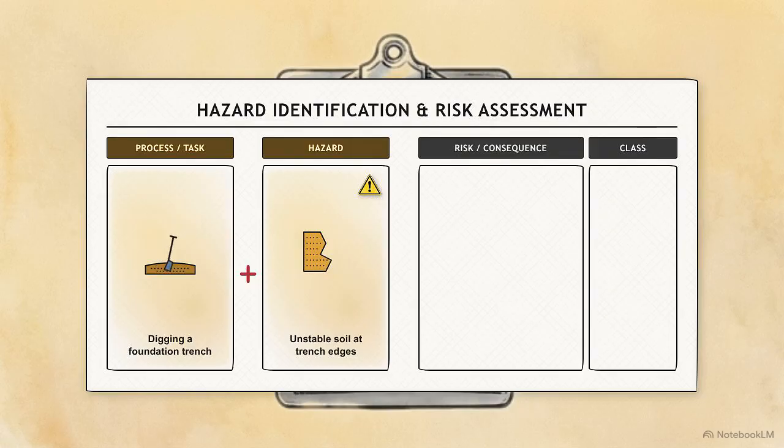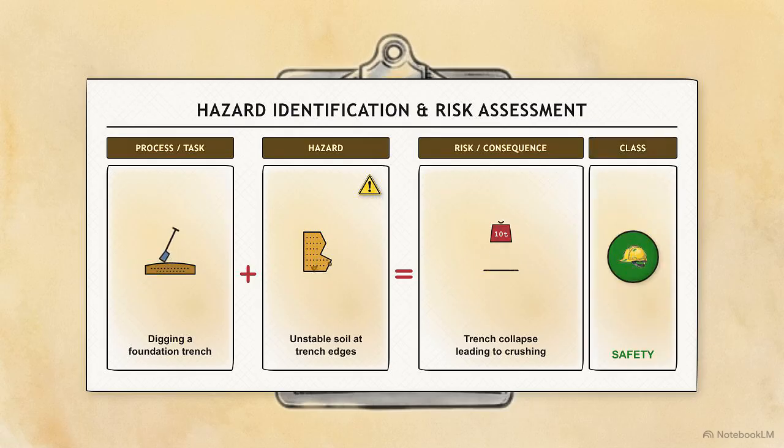Step 2 identifies the hazard, the source of danger. We log unstable soil at trench edges. The hazard causes the risk, which is the actual consequence. We add trench collapse leading to crushing into our consequence column and classify it as a safety risk.